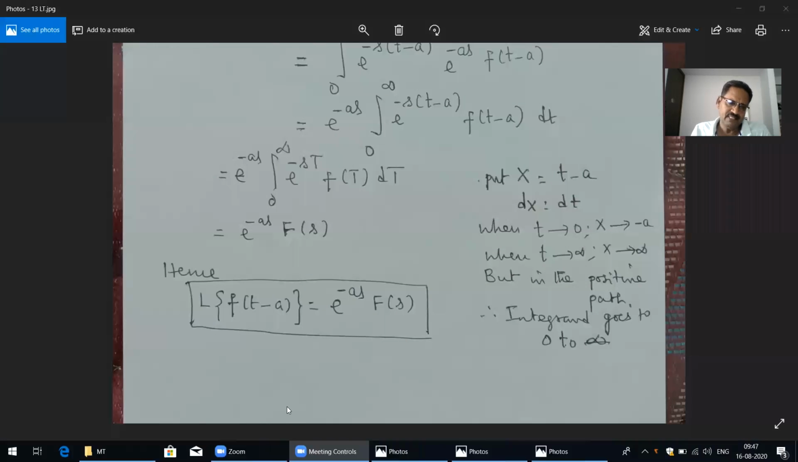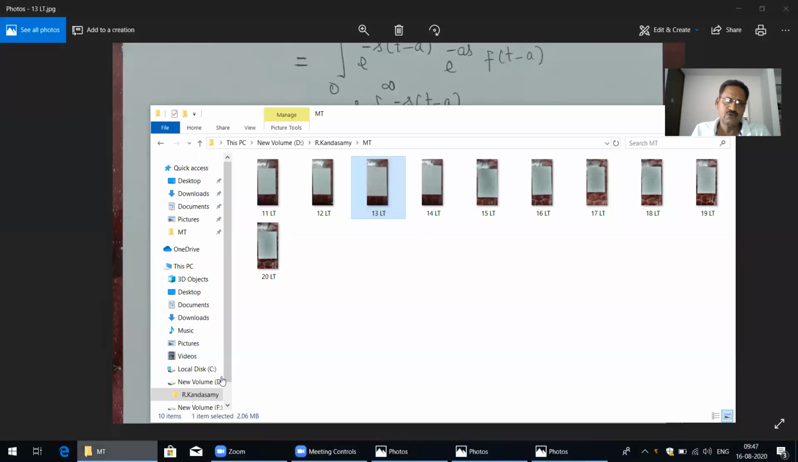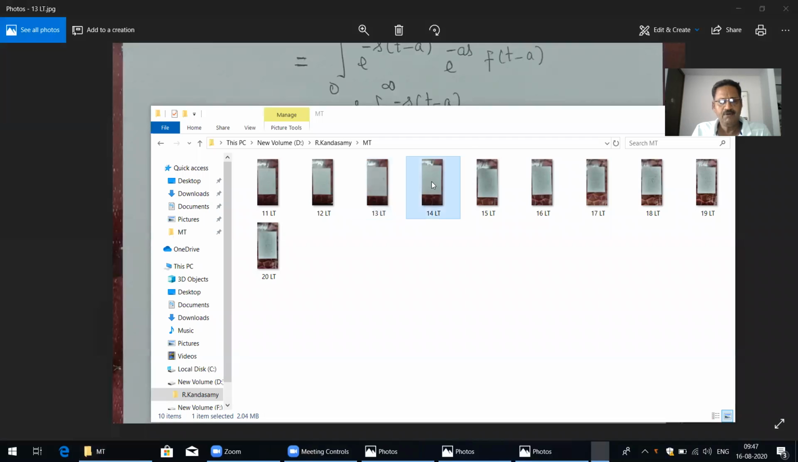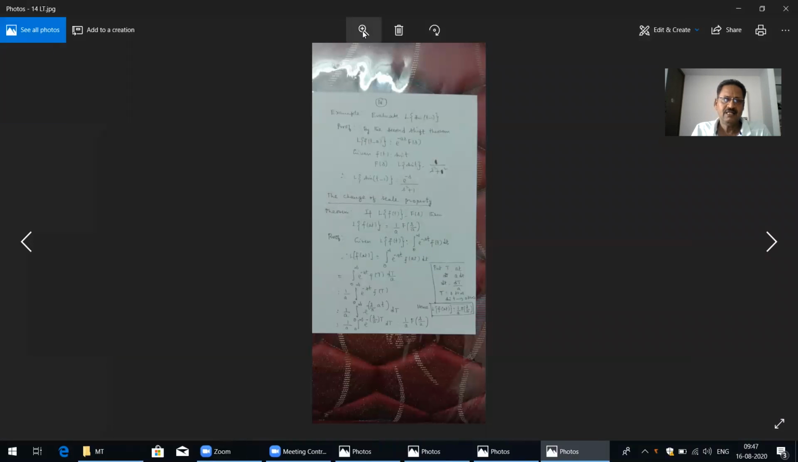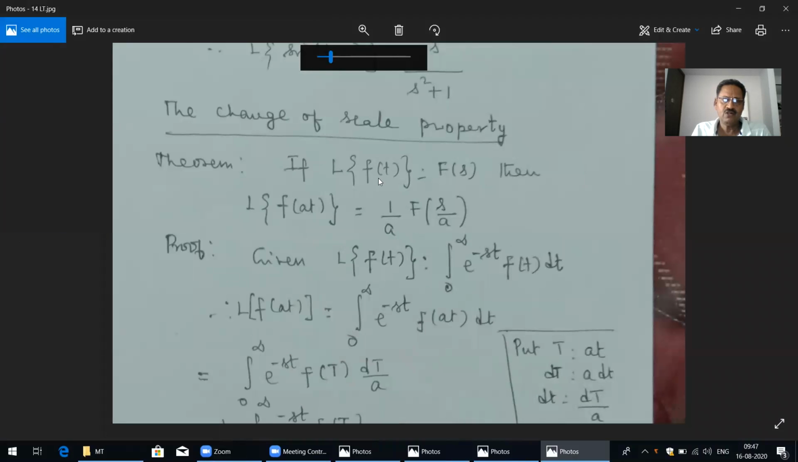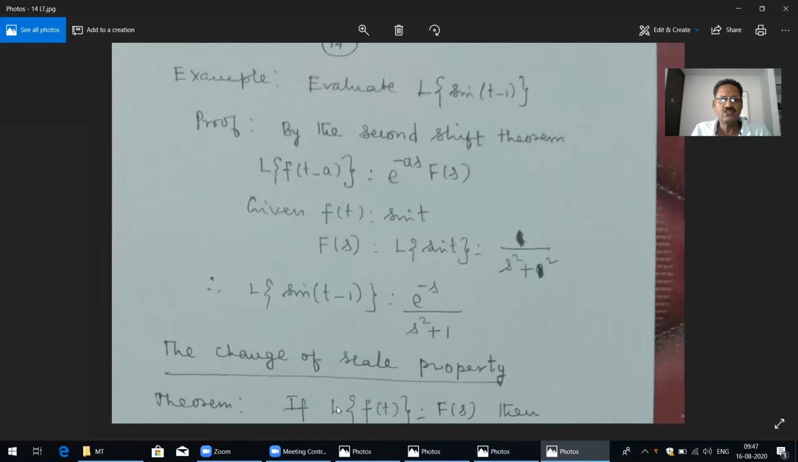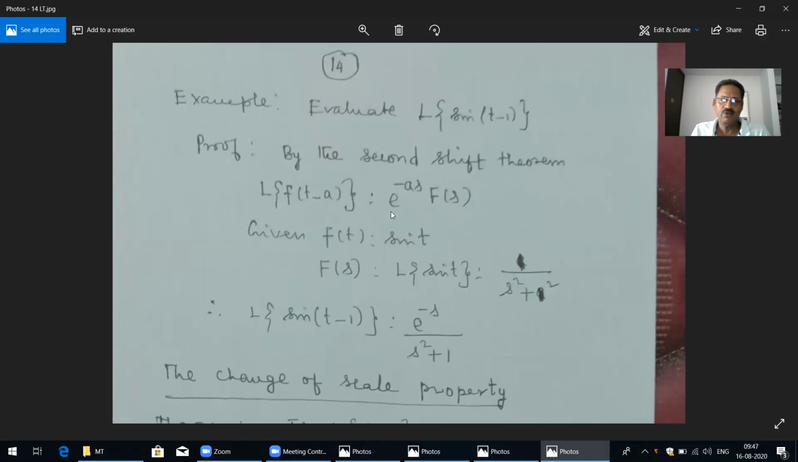So very, very easy things. Laplace transform of f of t minus a equal to e power minus as into f of s. Based on this, I have to give a small example. Evaluate sine of t minus 1. By the second shifting theorem, f of t minus a equal to e power minus as into f of s. Just we know.